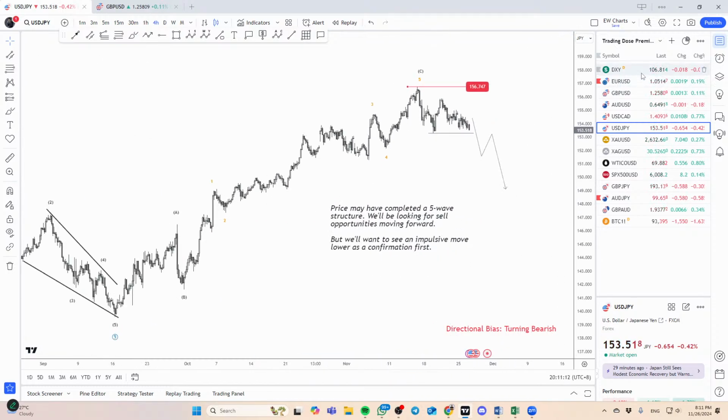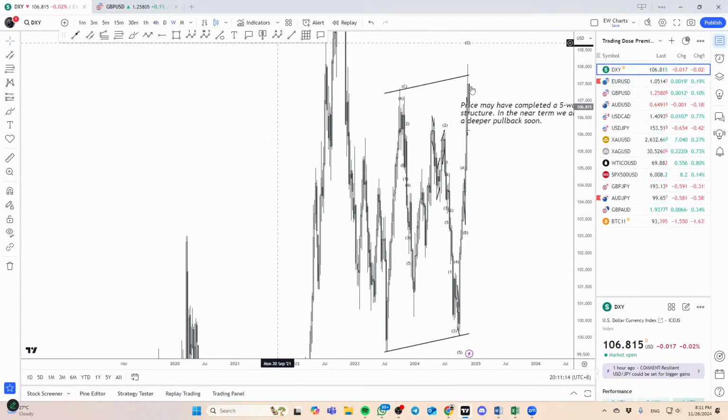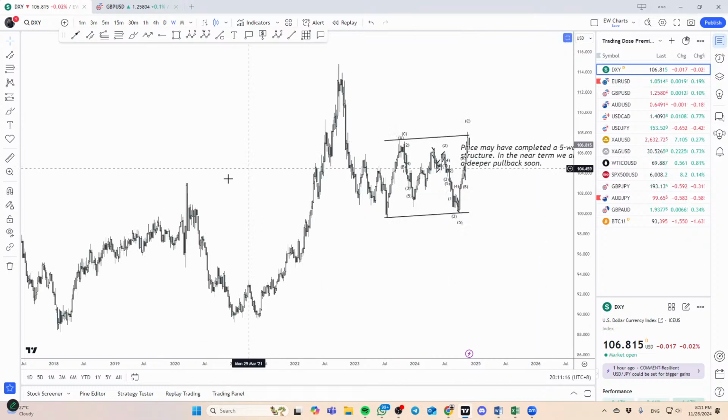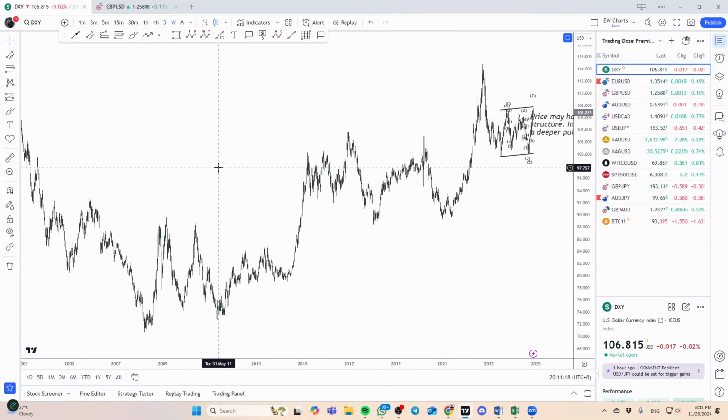Okay, kind of going back a little bit to the dollar index on a higher time frame perspective. Okay, obviously Trump, if you follow some of his policy and some of his campaign, he's very much pro business, right?